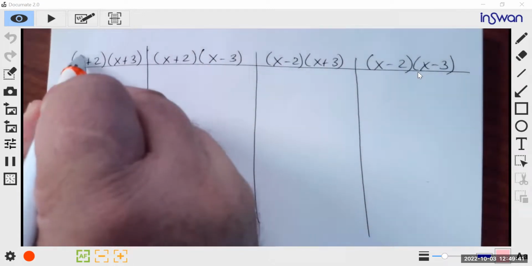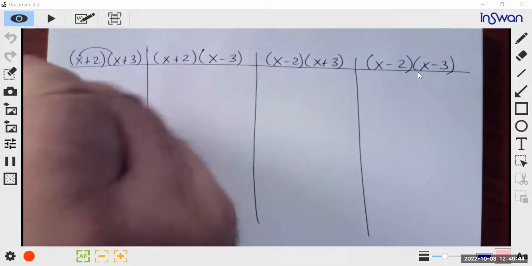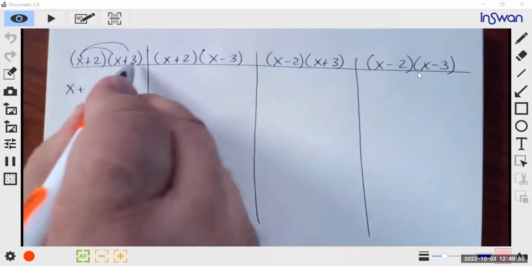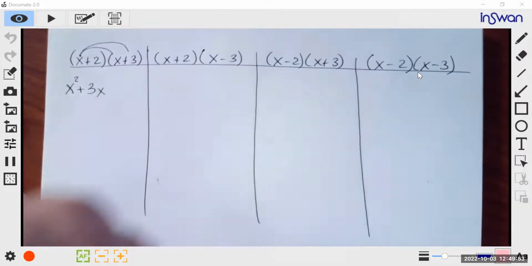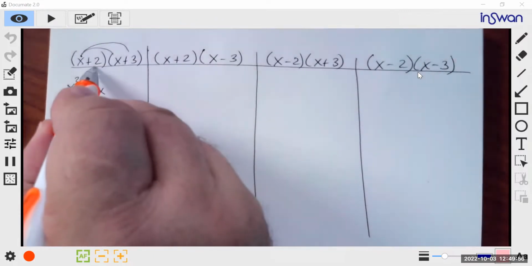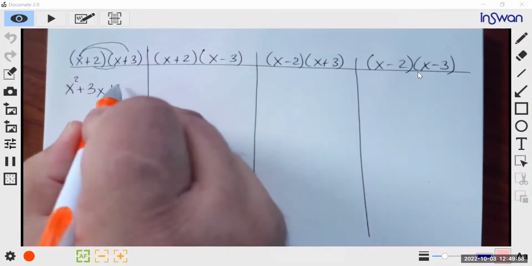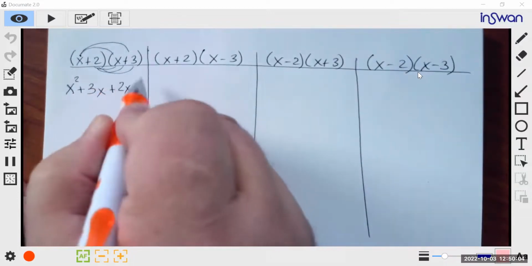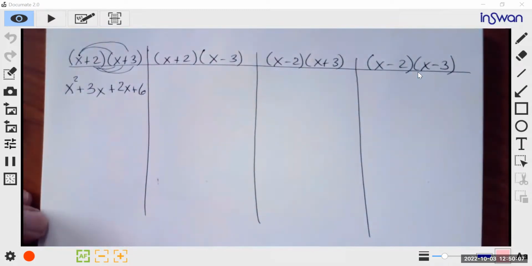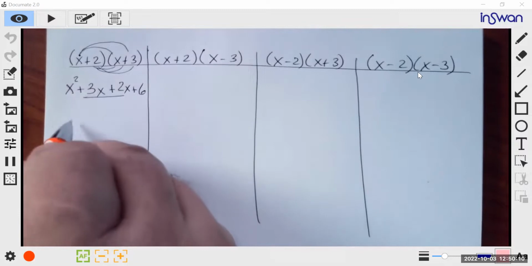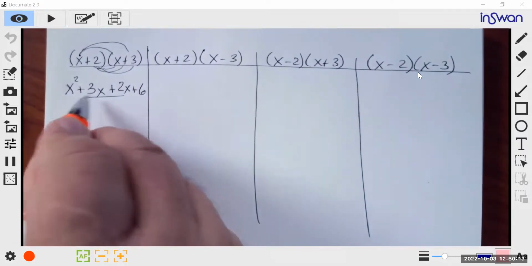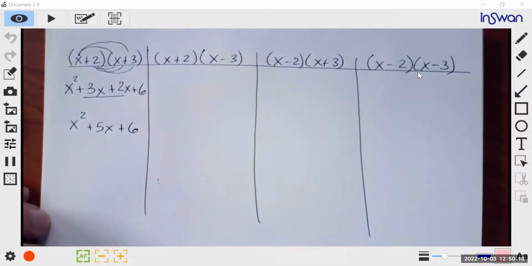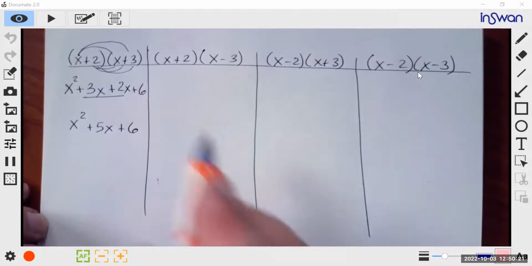Multiply these together. Like x times x is what? X squared. X times 3. Positive times positive is positive. X times 3 is 3x. Positive times positive is positive. 2 times x is 2x. Positive, positive is positive. 2 times 3 is 6. Combine like terms. Positive 3, positive 2 is positive 5x plus 6. So do that with the other ones.